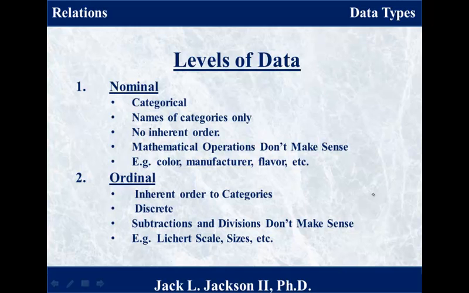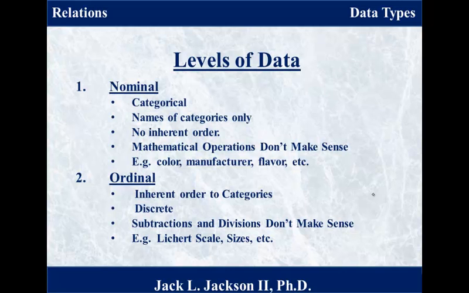So nominal data is categorical. When you have only the names of categories, there's no inherent order in nominal data. So mathematical operations don't make sense. We don't even have order relations between them. And we can't take these and add, subtract, multiply, or divide. Even though they might actually have numbers assigned to them, you may have category ABC or category 1, 2, 3, but if they're really just categories, then those numbers are just labels. They're not really numbers in terms of having something you can do with them in terms of adding and subtracting and so forth.